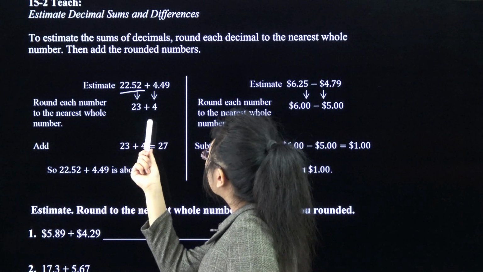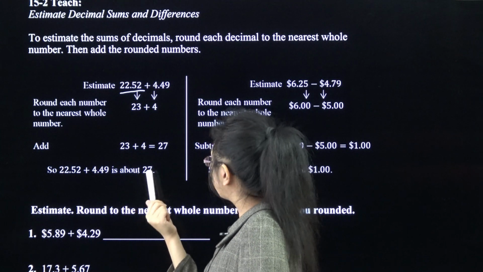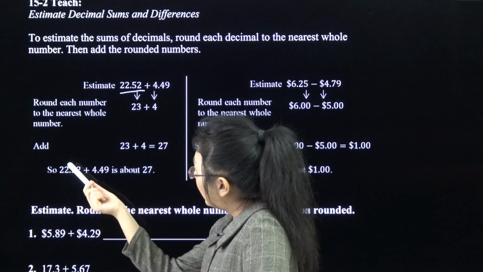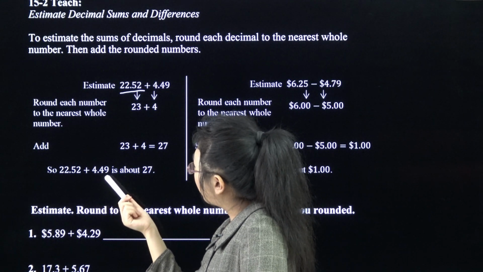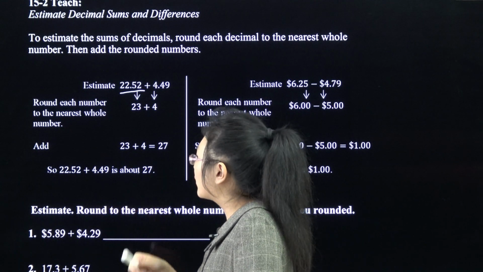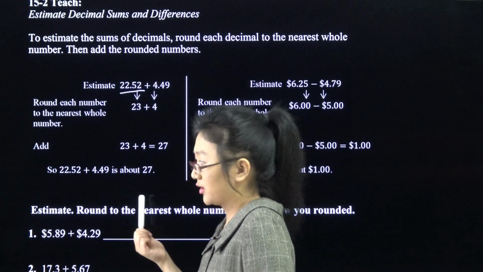This would make it 23 plus 4. And then we add 23 plus 4 equals 27. So 22.52 plus 4.49 is about 27. This is actually a really close estimate, by the way.